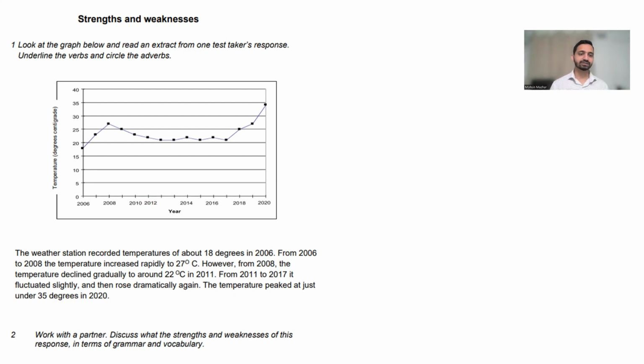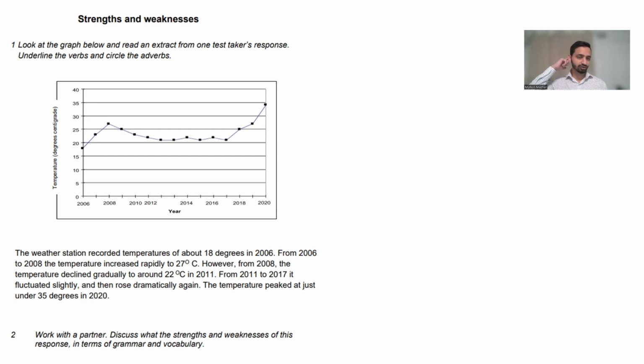So let's read this response of one of the test takers. The weather station recorded temperatures of about 18 degrees in 2006. From 2006 to 2008, the temperature increased rapidly to 27 degrees. However, from 2008, the temperature declined gradually to around 22 degrees in 2011. From 2011 to 2017, it fluctuated slightly and then rose dramatically again. The temperature peaked at just under 35 degrees in 2020.